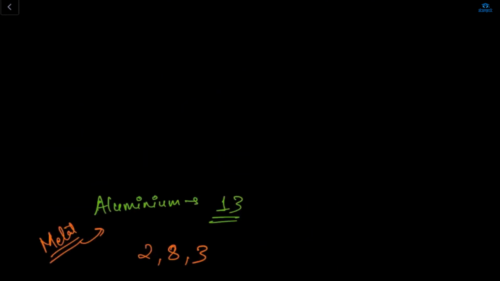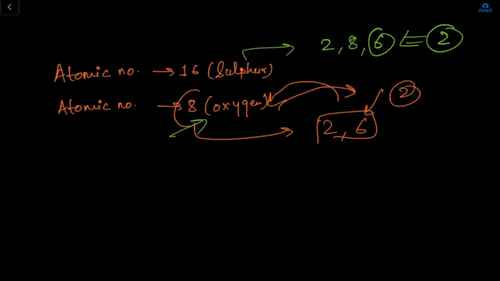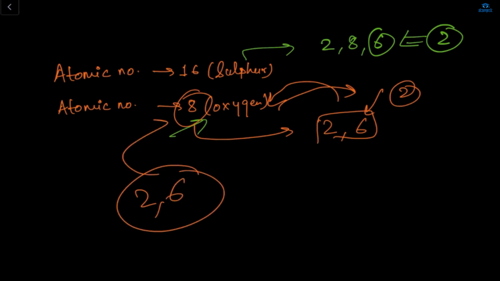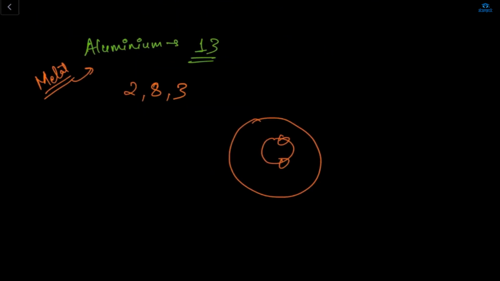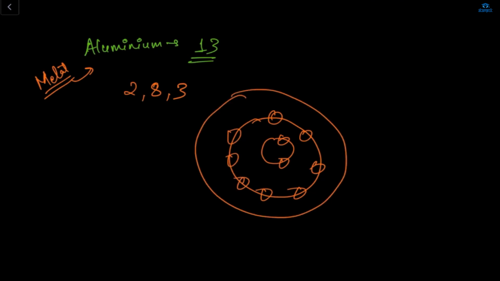If you see oxygen, 8 is there. So 2, and what is left? 6 is left to become 8. It's not a must, only you have to do that. In the first shell there should be 2, in the second 8, then 18, then 32, then 64, like that. Now here 8 is to be filled: 1 2 3 4 5 6 7 8. Now in the third one it should be 3.